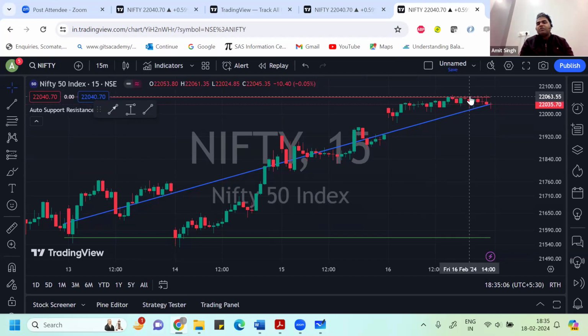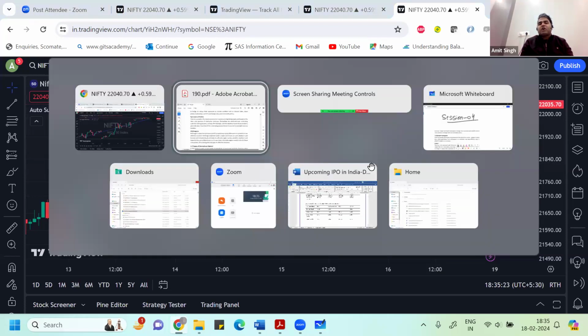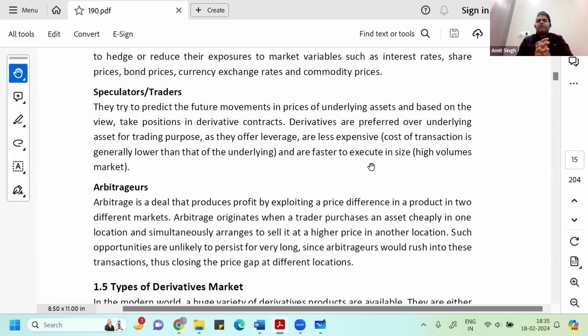Till that time, you will see a small sideways momentum. Then there would be an uptrend, but that will not persist for a long time. So I think 22,050 or 22,100 would be a strong resistance value for the current movement. Anyway, I believe you have understood what speculators are.